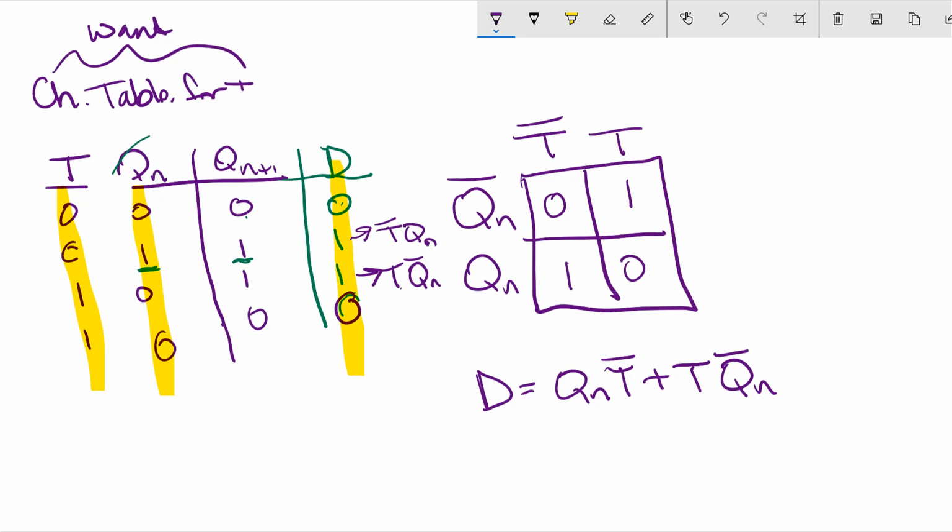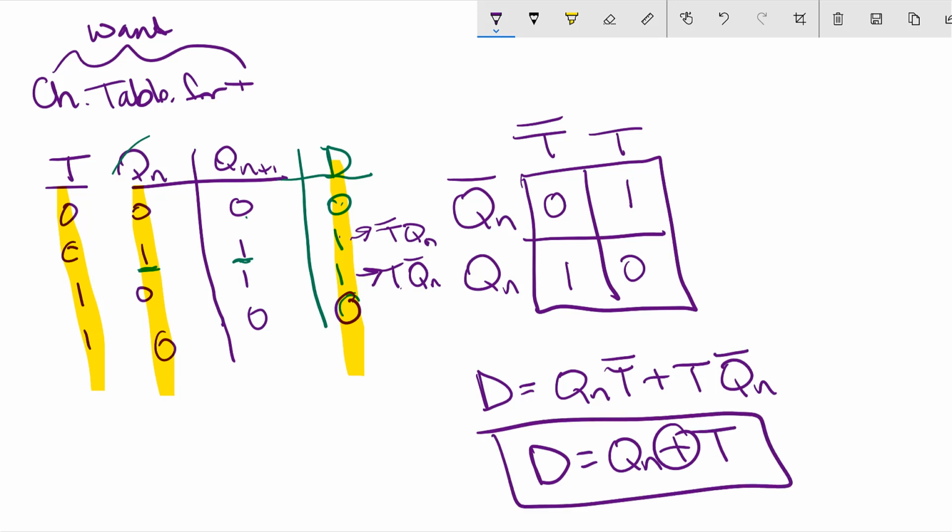Does this look like anything we've done before? This truth table should tell you this looks like an XOR gate, so exclusive OR. So we can rewrite this expression as Qn XORed with T. So that's our expression for turning the D flip-flop into a T flip-flop.